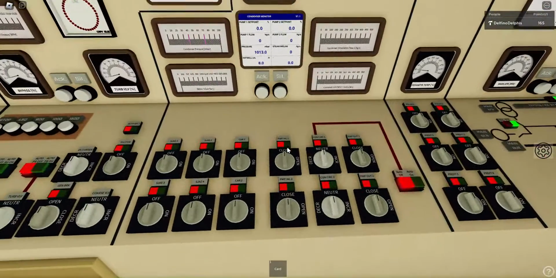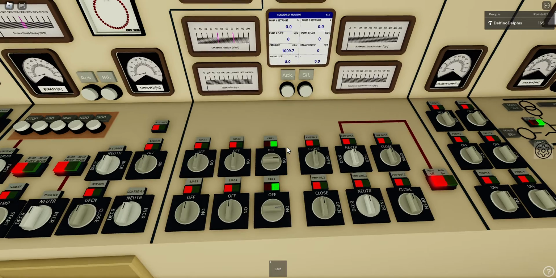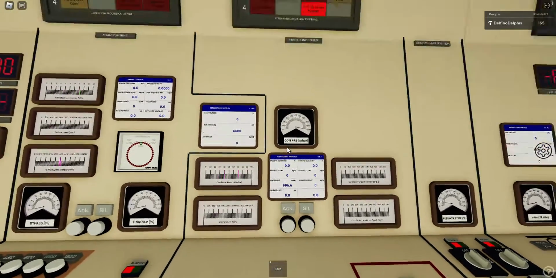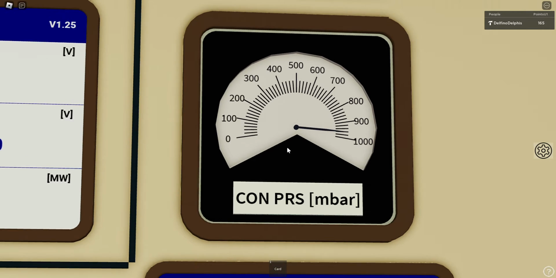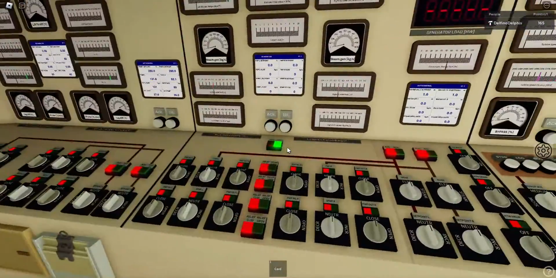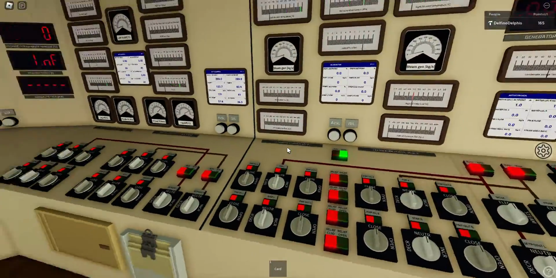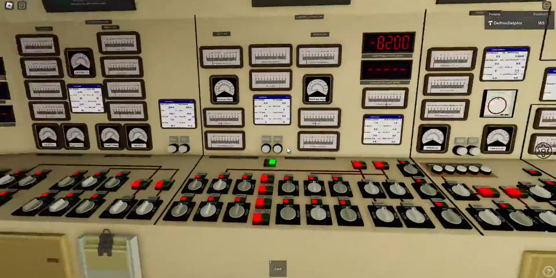So this is the condenser panel. I will just start the condenser air removal pumps. These are electric pumps which will slowly decrease the pressure in the condenser to around half. Once it's at half of the scale, we can open the main steam isolation valve. I'm doing this at the start because all of this takes a little bit of time.